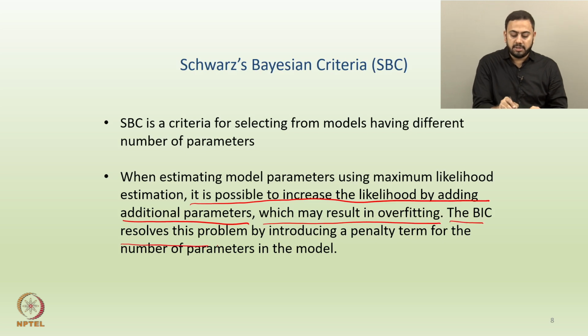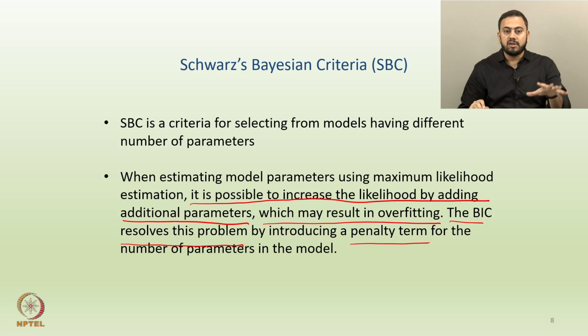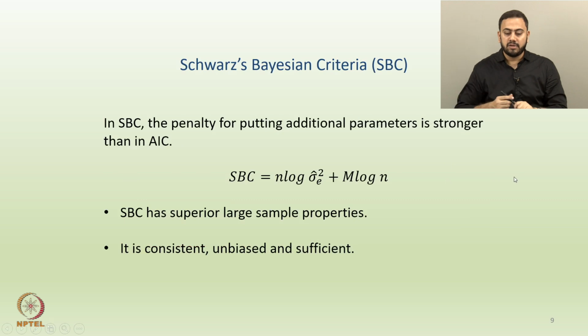BIC or SBC resolves this problem by introducing a penalty term for the number of parameters that you bring in the model. So, the whole game when you talk about either SBC or BIC is that it should contain an extra penalty term which focuses on the number of parameters one can bring into the underlying model. Now we will see the formula for SBC. Again the idea is the same: you get hold of the likelihood, you take the log likelihood, you try to maximize that, and then this is the formula for SBC.